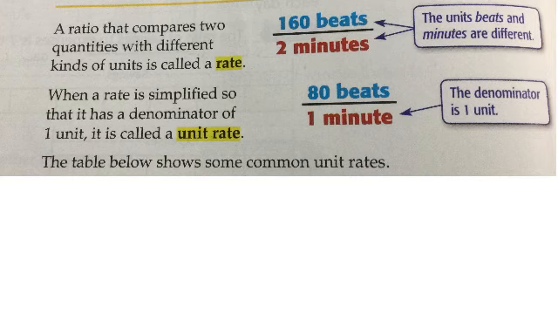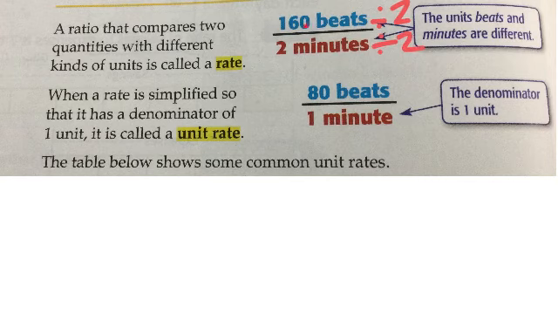Now, we're going to first look at creating what we call unit rates. A unit rate occurs when the denominator has a value of 1. So if I had 160 beats over 2 minutes, to make this into a unit rate, we would just divide the top and the bottom, the numerator and the denominator, by what the denominator is currently. So I would divide the numerator by 2 and the denominator by 2.